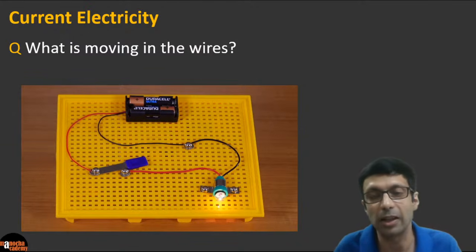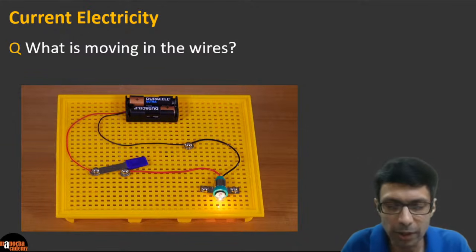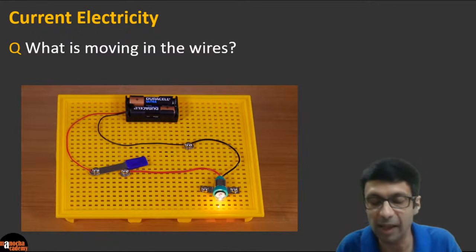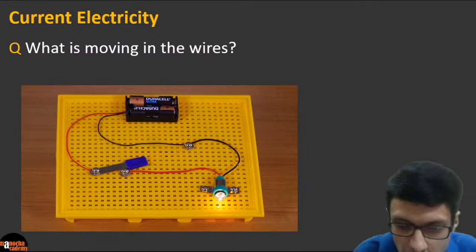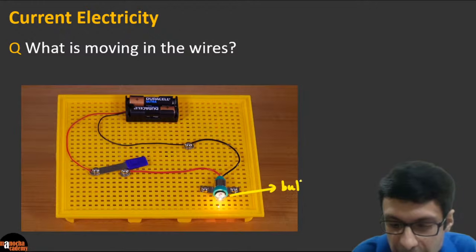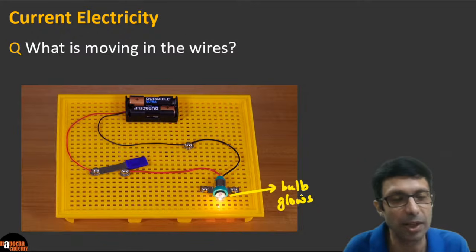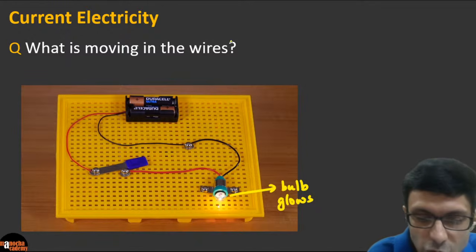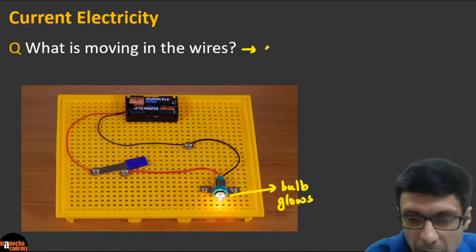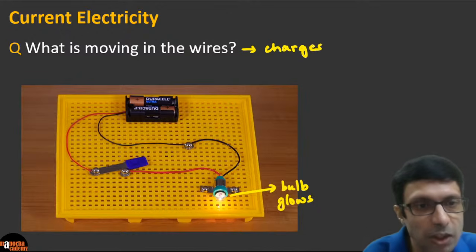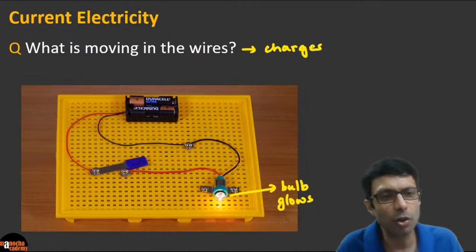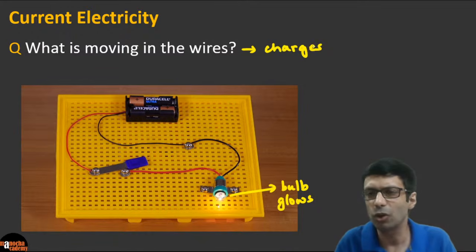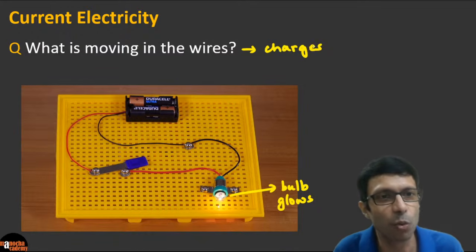So let's look at current electricity, right? So we said what is moving in this. So can you see this setup? Can you see the bulb is glowing here? So clearly current is flowing, right? The bulb tells us, because the bulb glows, so definitely there is current electricity present in this circuit, right? So in this setup. And what is moving in the wires, right? So we know that, guys, charges are moving, right? But can you tell me exactly what charges are moving? So is it protons, electrons? It can't be neutrons, right? Because neutrons don't have any charge. So what do you guys think?